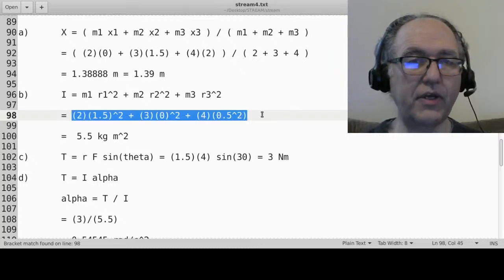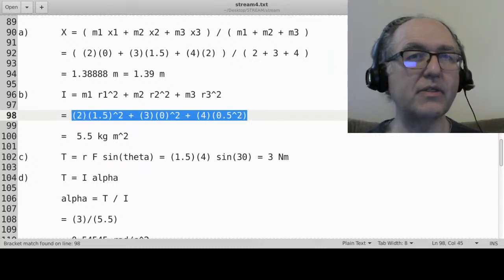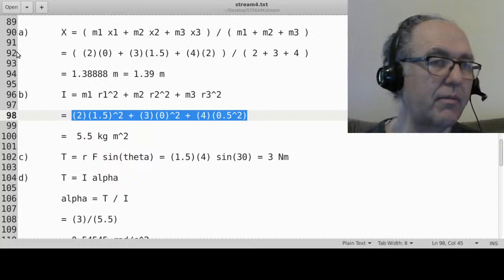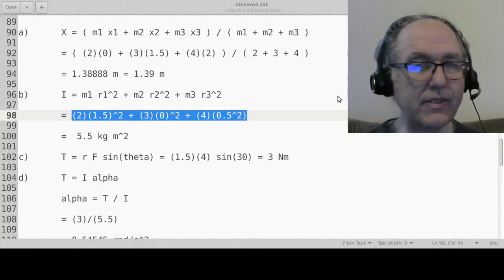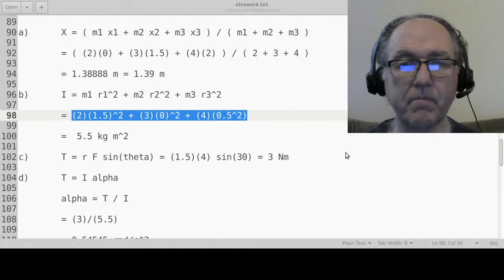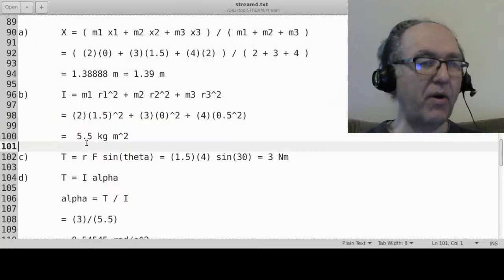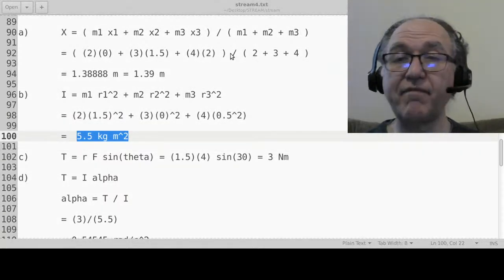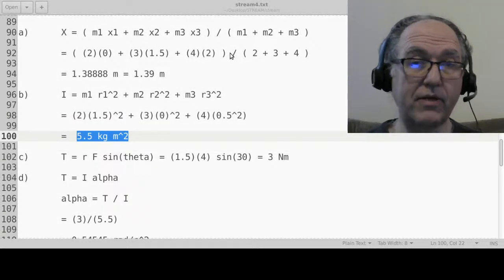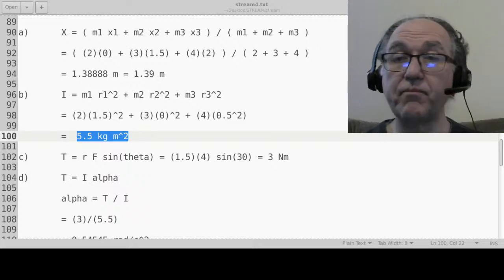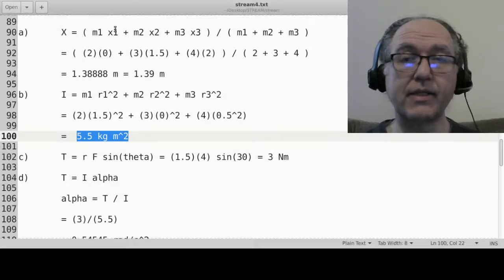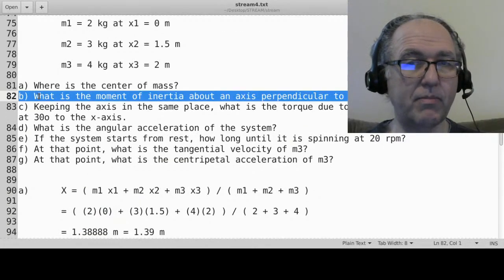And just putting that in your calculator, let me just make sure I did that right. Let me bring up my calculator. I don't know why that doesn't look right, but I think it is. Let me see. Yeah, it is 5.5. So that turns out to be 5.5 kilogram meters squared. So there you go. There's the second question. The second question was, what's the moment of inertia?